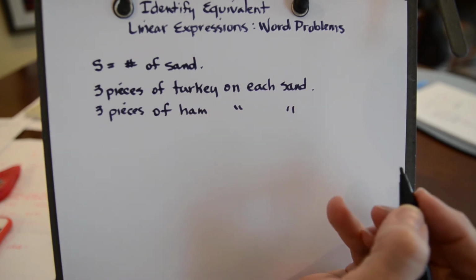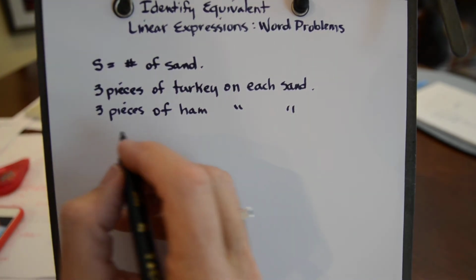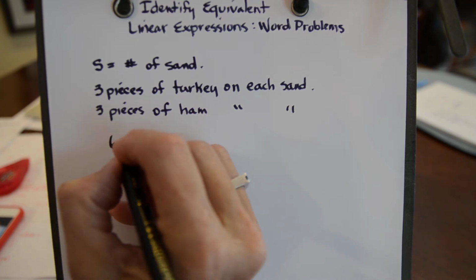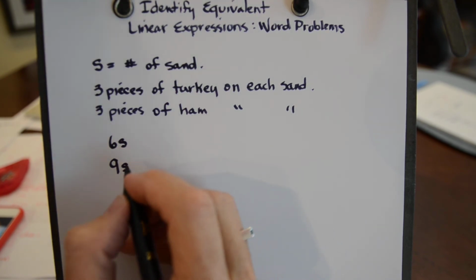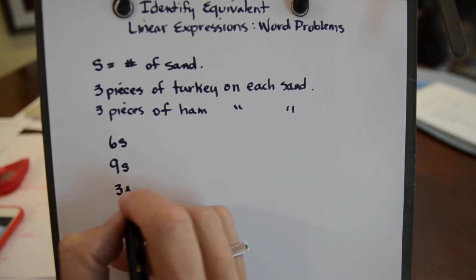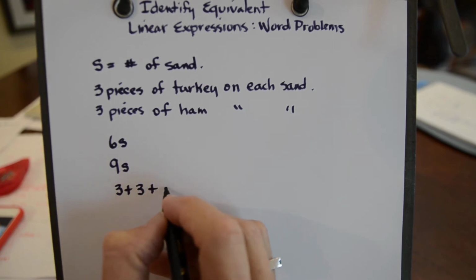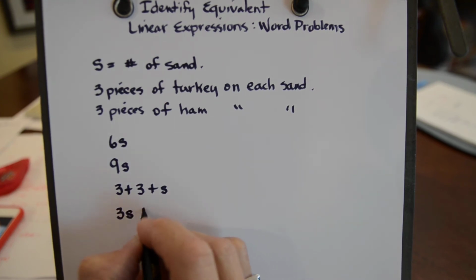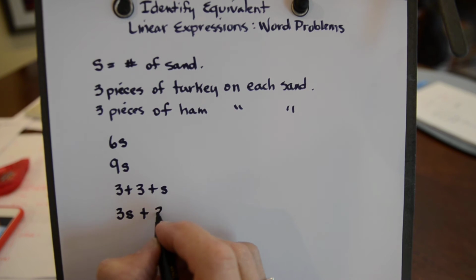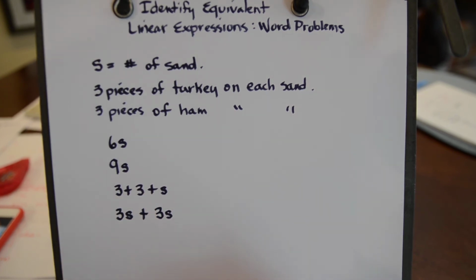Then they show you 4 choices, and here are the choices: 6S, 9S, 3 plus 3 plus S, and 3S plus 3S. All right. We may want to try to come up with our own formula, but we also may want to try to find the 2 or more answers that are equivalent.